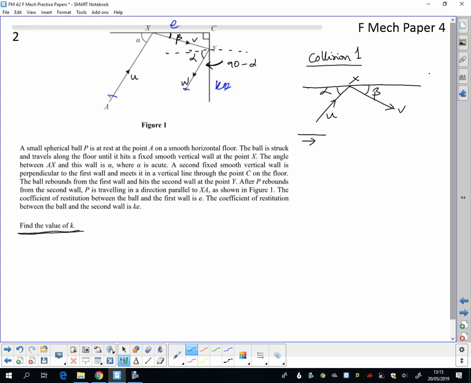Parallel to the wall, there's going to be no change in the speed component. So parallel to the wall, if I resolve, I can say that u cos alpha is going to be the same as v cos beta. I can then look perpendicular to the wall using my coefficient of restitution. So e is the speed of separation over the speed of approach. The ball is the only thing moving here, and I can rearrange that.